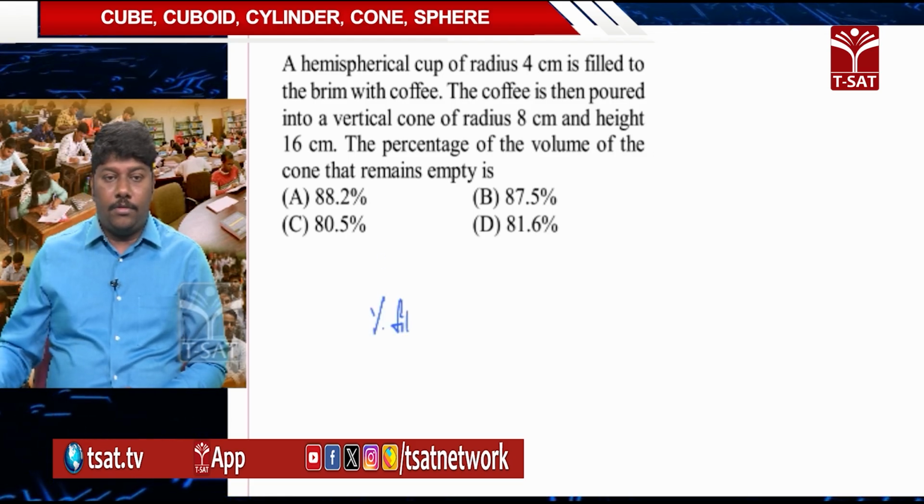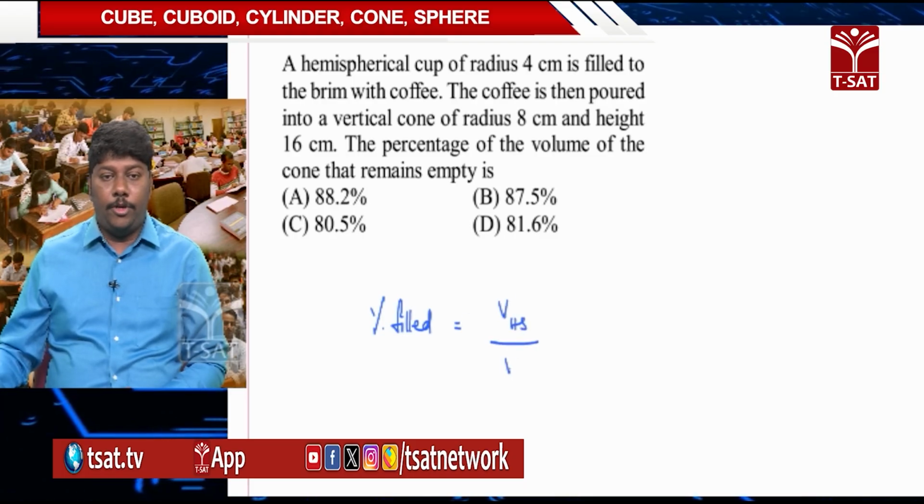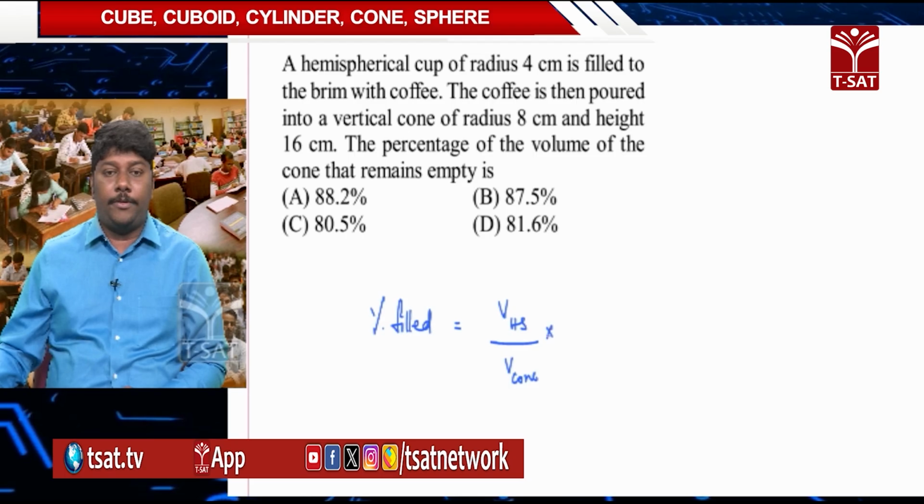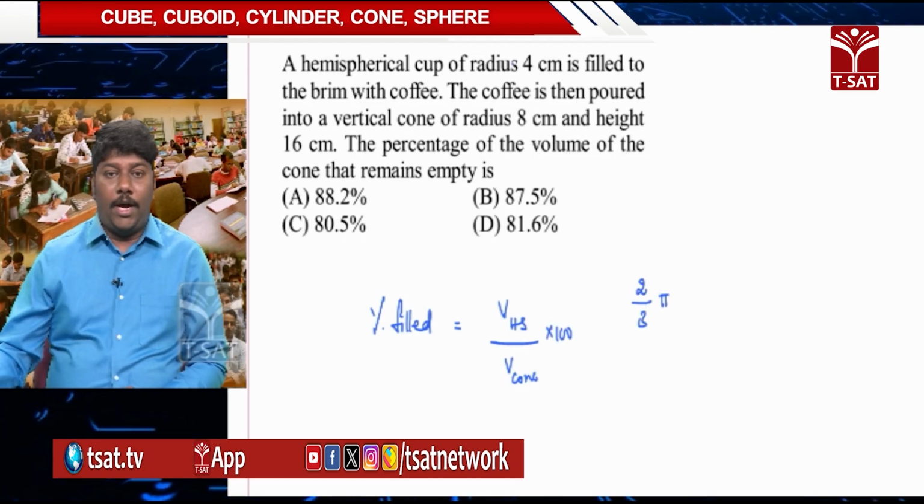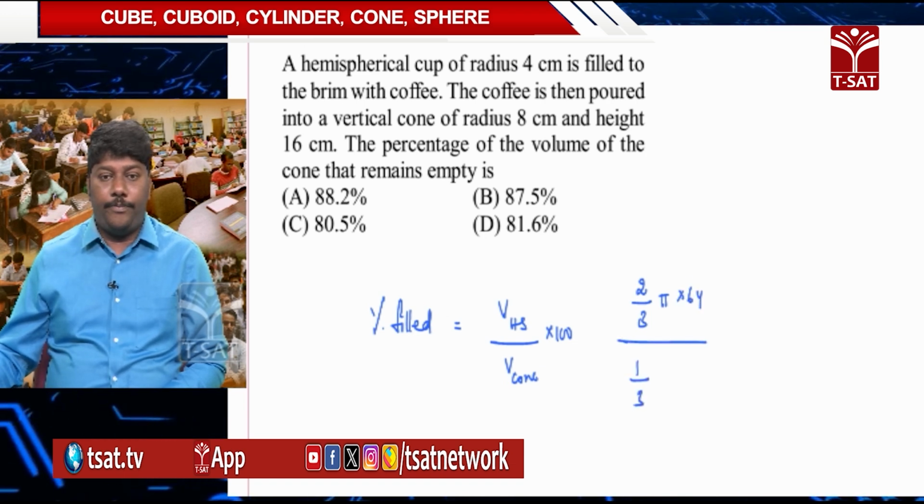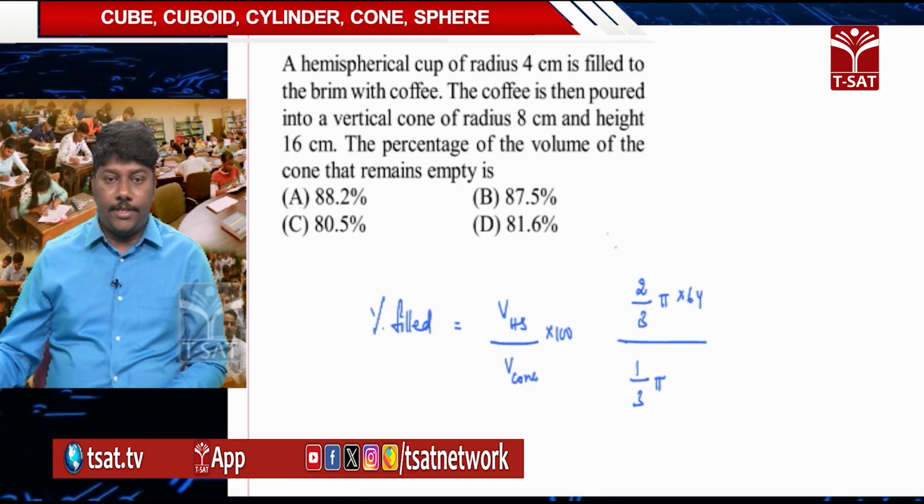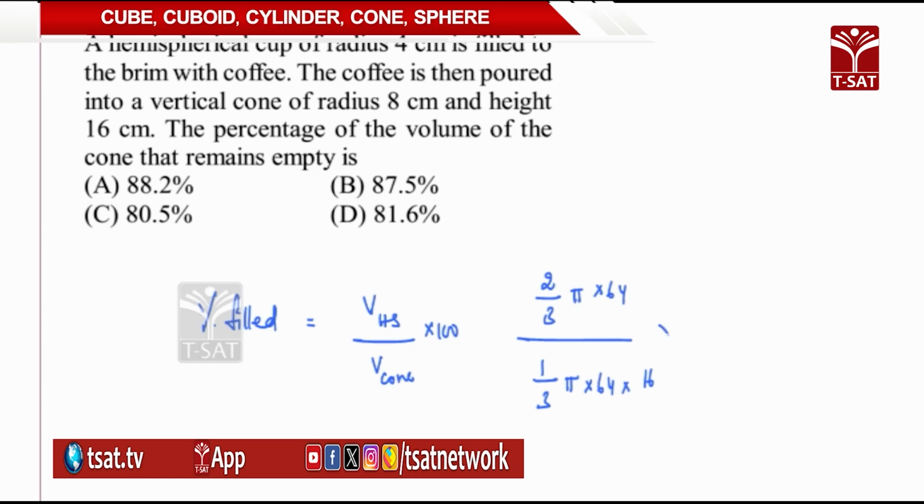Percentage filled is equal to, in the numerator, the volume of the hemisphere, in the denominator, the volume of the cone, because you are filling the cone using a hemisphere. Volume of hemisphere is 2/3 of pi r cube. R is 4, therefore 4 cube is 64, divided by 1/3 of pi r square. Radius is 8, therefore 64. Height is 16, into 100. So 1 pi by 3, 64 cancel. You are left with 2, 8. 100 by 8 is 12.5.